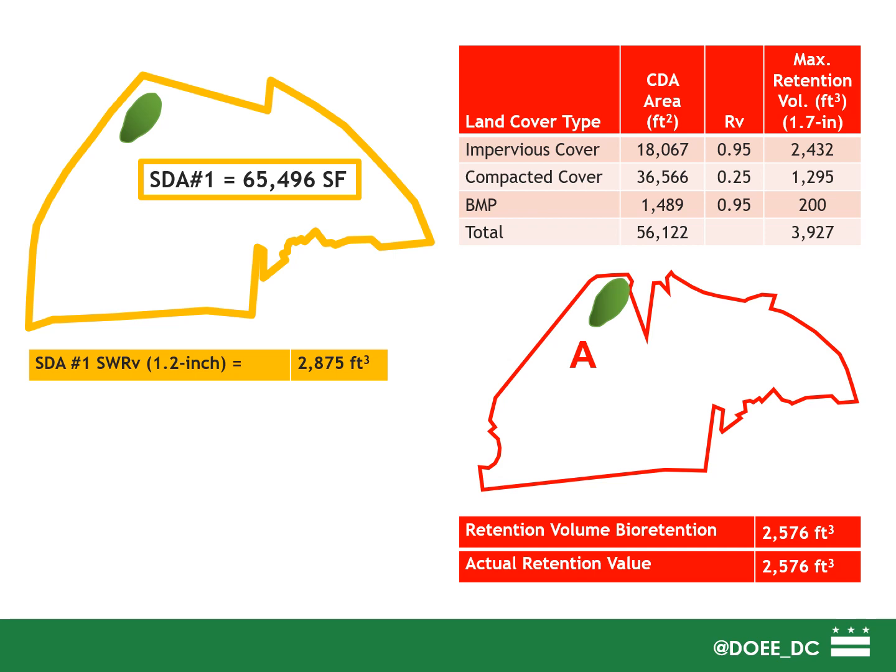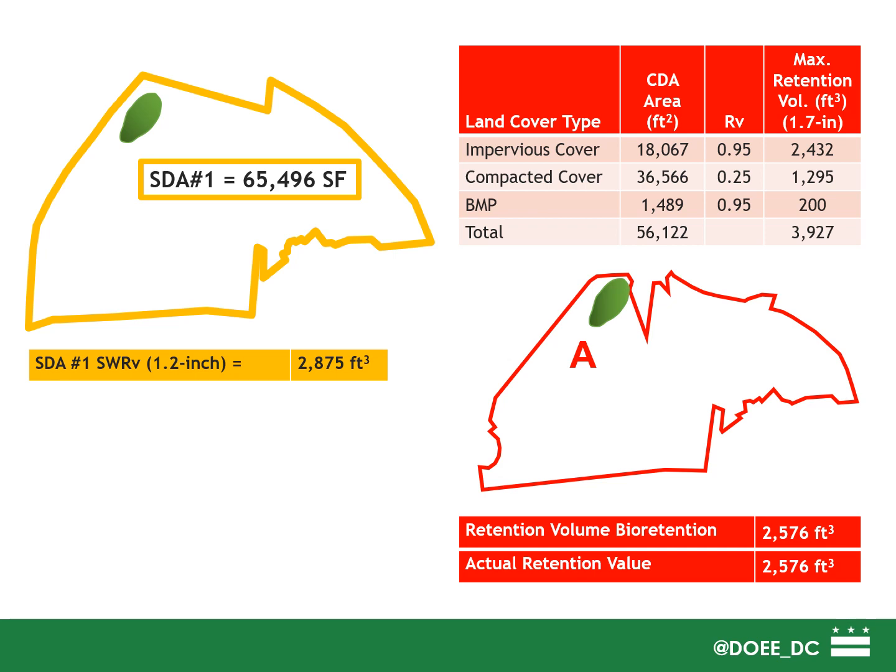So let's look at the SWRv, which is the retention required, in relation to the retention that's actually achieved based on where we're proposing these BMPs. So we calculated the SWRv for site drainage area 1, which was 2,875 cubic feet. And now we want to look at the retention volume of the bioretention. And the retention volume of the bioretention is a function of two things.